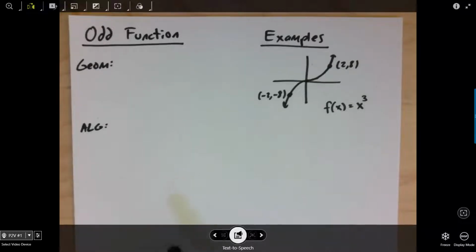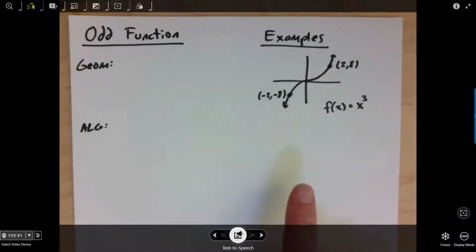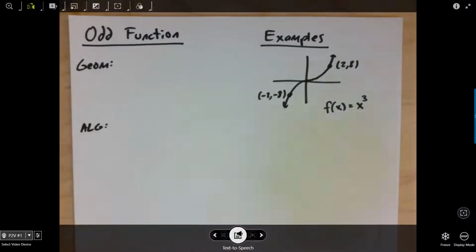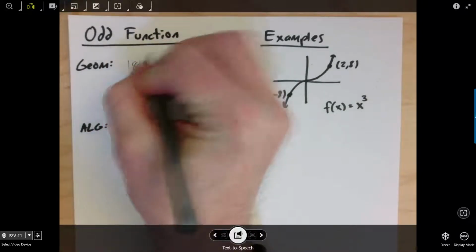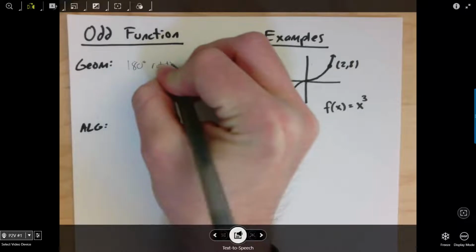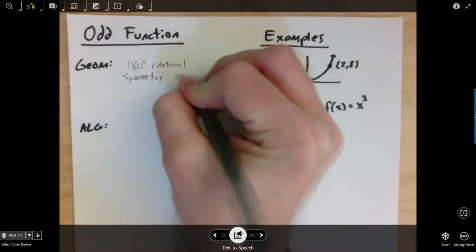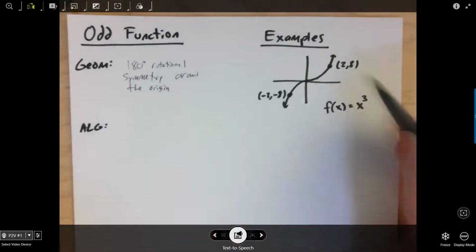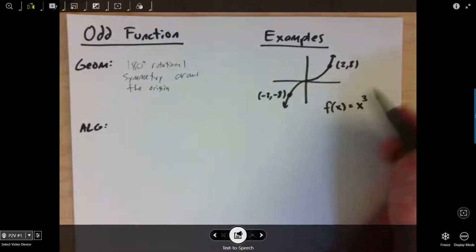Anyway, odd functions are a different type of symmetry. So an example of an odd function would be x cubed, and the type of symmetry they exhibit is a 180-degree rotation about the origin. So let's write that down. So an odd function geometrically is a 180-degree rotational symmetry around the origin. So what that means is the point 2, 8 would get rotated around to -2, -8.